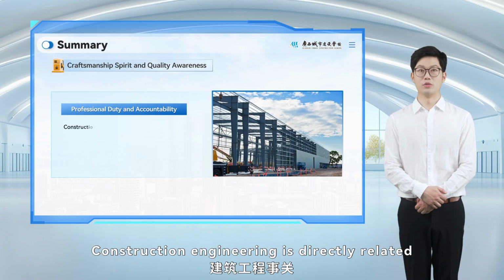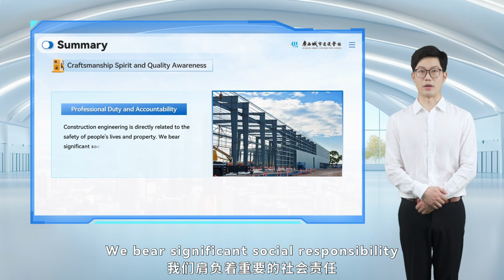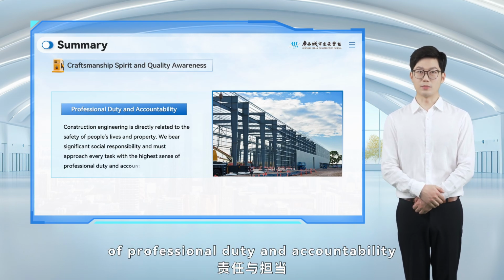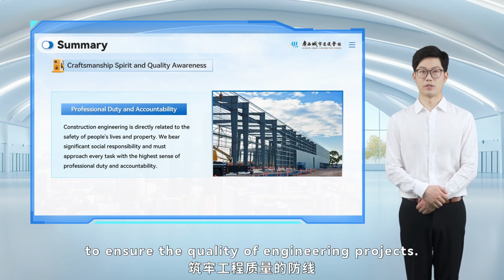Construction engineering is directly related to the safety of people's lives and property. We bear significant social responsibility and must uphold the highest standards of professional duty and accountability to ensure the quality of engineering projects.